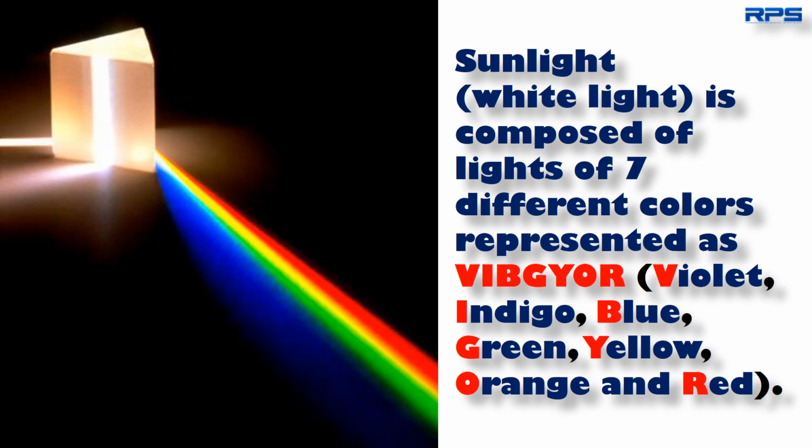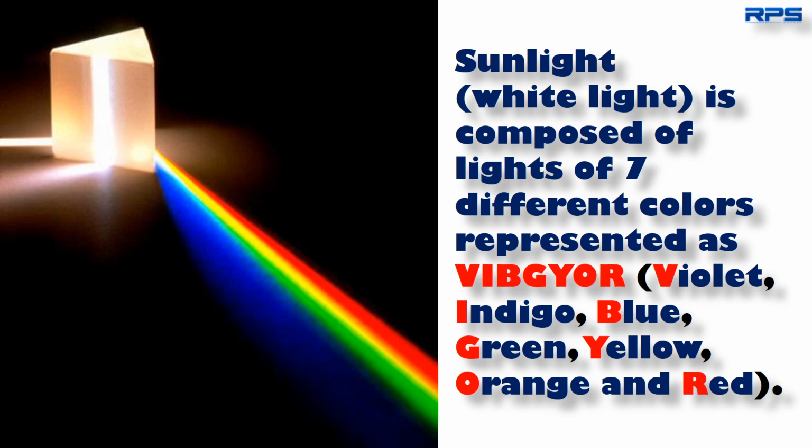Sunlight, or white light, is composed of lights of 7 different colors called VIBGYOR. VIBGYOR stands for violet, indigo, blue, green, yellow, orange, and red.